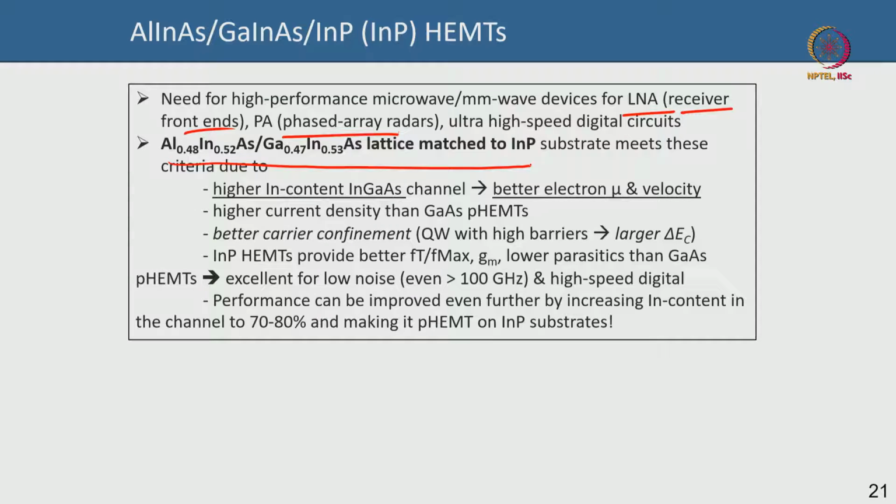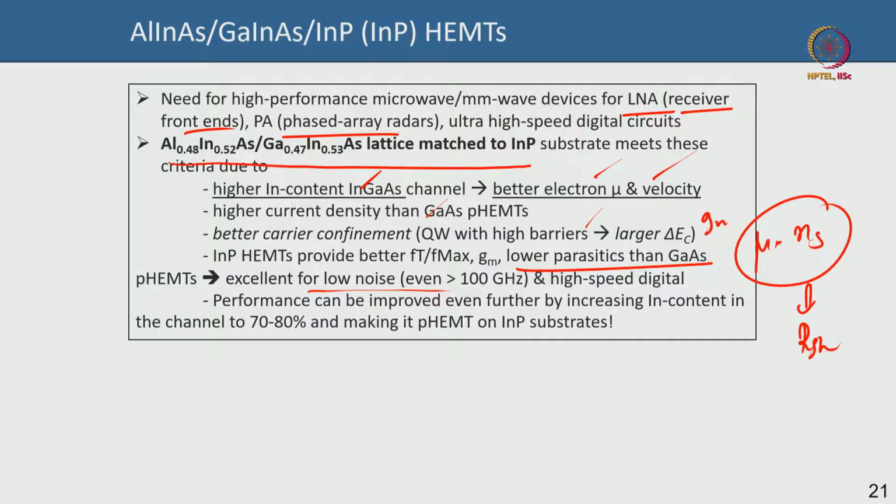to indium phosphide gives you higher indium, I keep telling you, higher electron velocity, mobility, higher current density, higher carrier confinement, better gm, higher fT, fmax and lower parasitics, because your mobility times charge density product is higher. So your parasitic also is lower because this is your sheet resistance of the 2D electron gas channel. Pseudomorphic HEMTs are also excellent for low noise, even for 100 gigahertz.